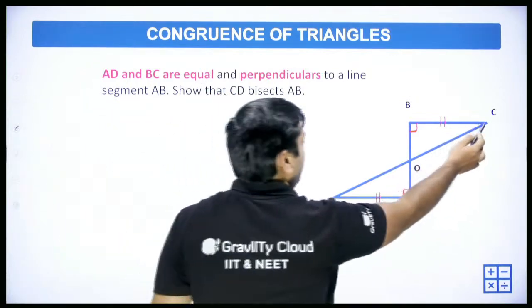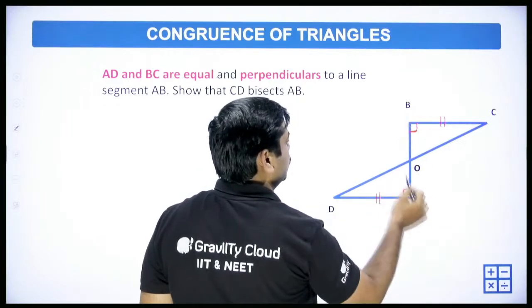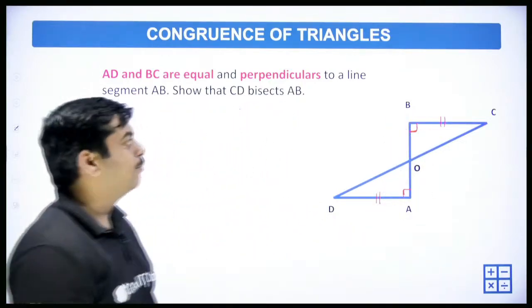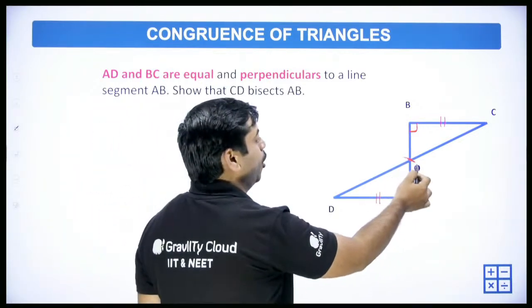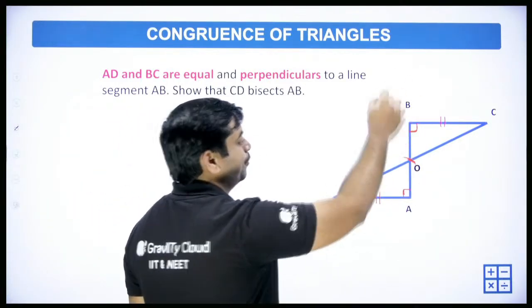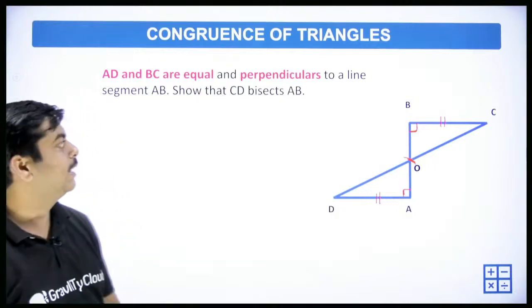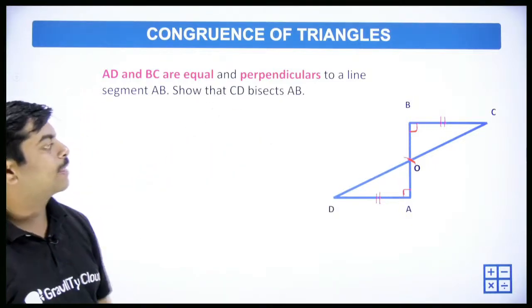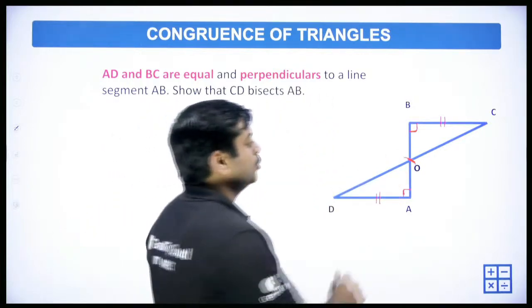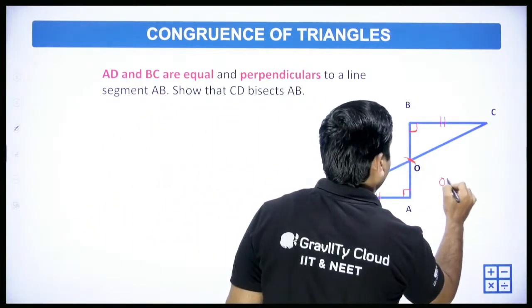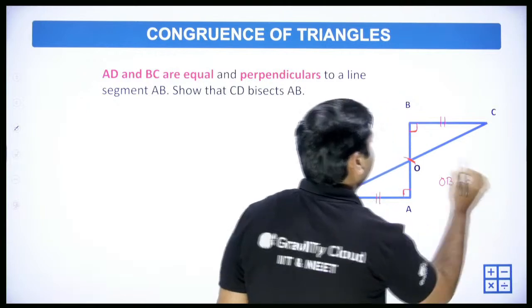CD bisects AB. Let's try to understand that more clearly. That means O should be the midpoint of BA, right? CD is bisecting, so simply, we need to show that OB is equal to OA. Finally, to say that it's a bisector, we need to prove that OB is equal to OA.